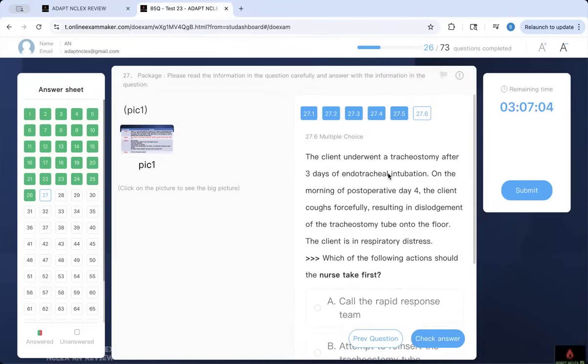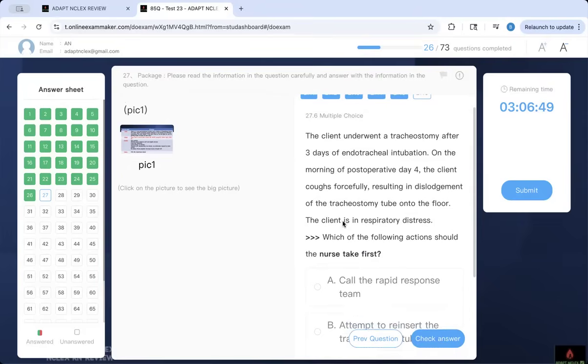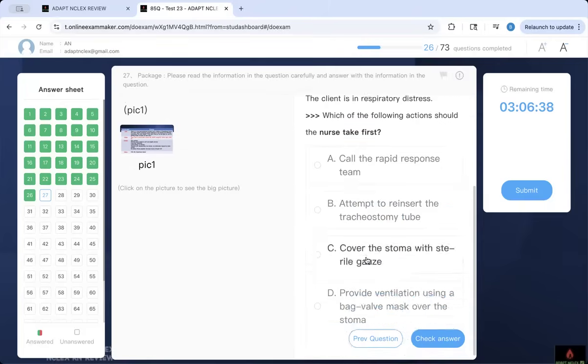The client underwent tracheostomy. We put the tracheostomy in after 3 days of endotracheal intubation. That means we intubate the patient. Now we put the tracheostomy on the morning of post-operative day 4. Four days later, the client coughed forcefully, resulting in the dislodging of the trach tube onto the floor. So the trach fell out from the neck. The client is in respiratory distress. What should the nurse do first?